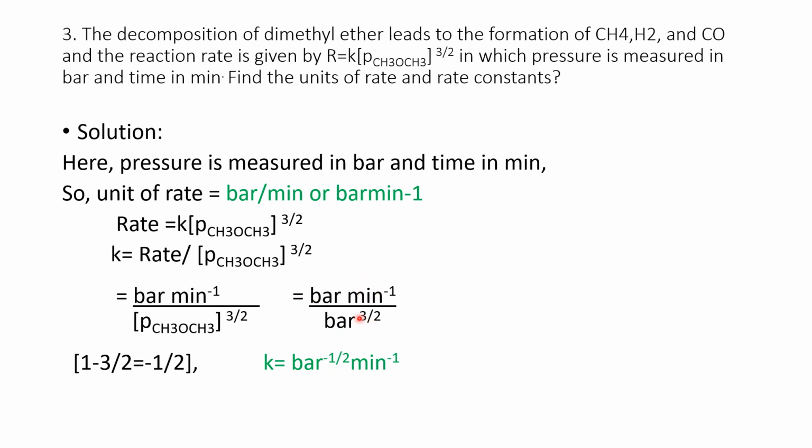What is that? Here 3 by 2 is there, here 1 is there. So 1 minus 3 by 2. 1 minus 3 by 2 is equal to minus 1 by 2. So k is equal to bar to the power of minus 1 by 2 minute inverse. This is the unit of the rate constant.